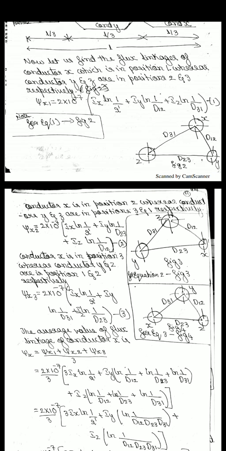You need to write the distances carefully. Considering the x conductor, from x to z what is the distance? d12. So iz ln 1 divided by d12, iy ln 1 divided by d23. From y to x, what is the distance? d23. That is what I have written. Writing the distance is also very important.